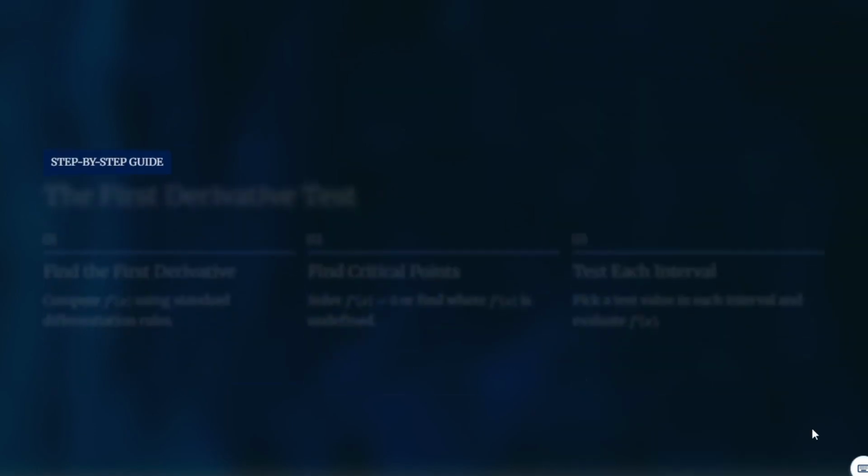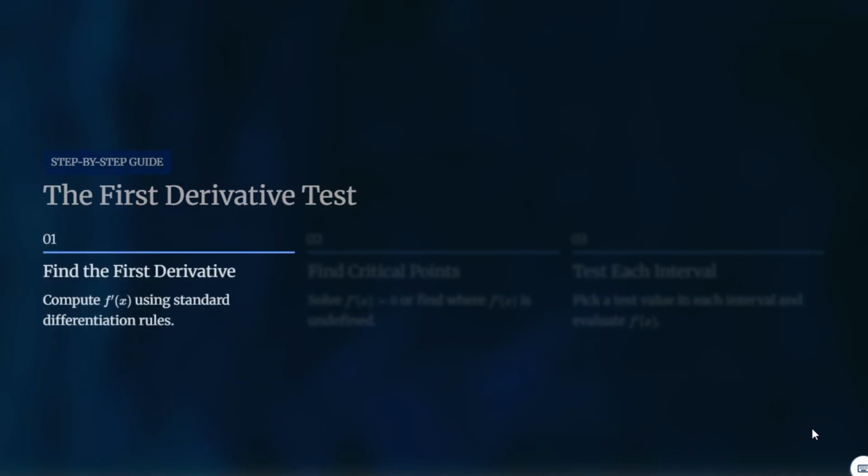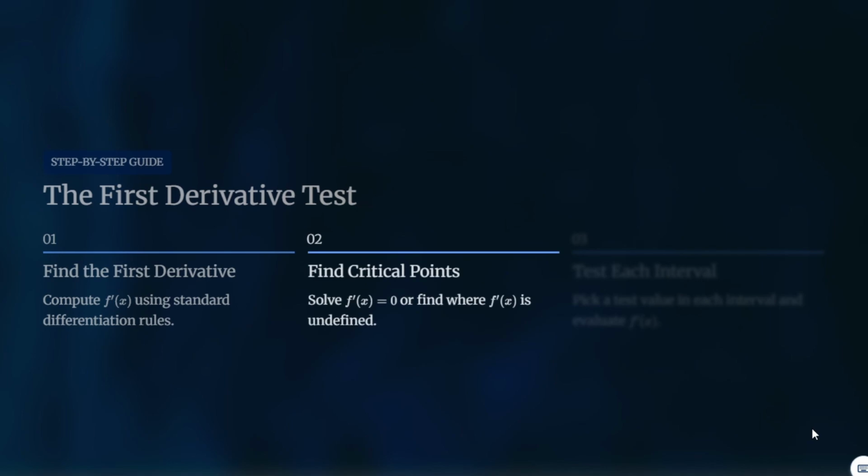Here's a step-by-step guide for the first derivative test. First, you'll need to find the first derivative. The derivative function reveals the rate of change at every point. Then you'll need to find critical points. So you'll solve f prime of x equals 0 or find where f prime of x is undefined. These critical points split the number line into distinct intervals for testing.